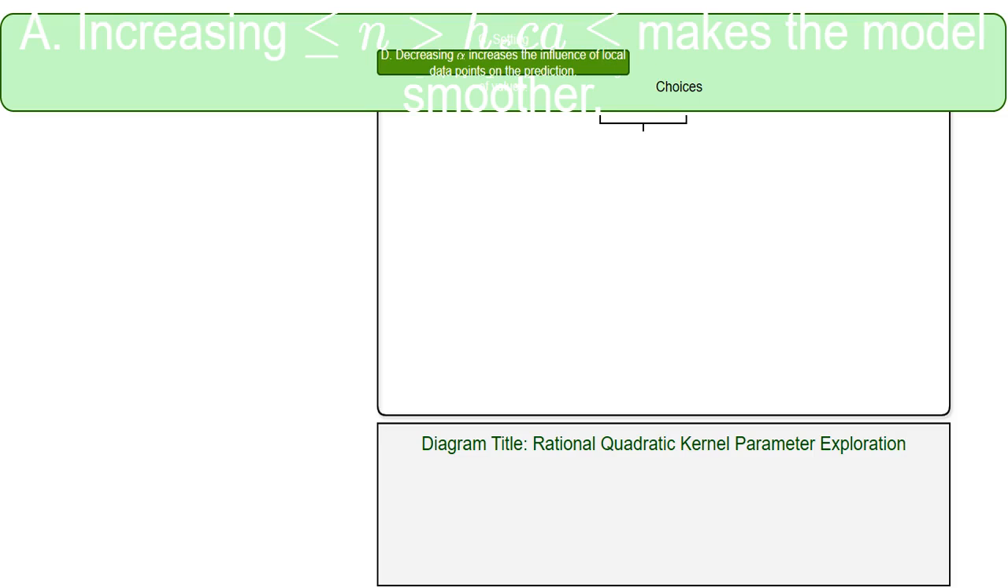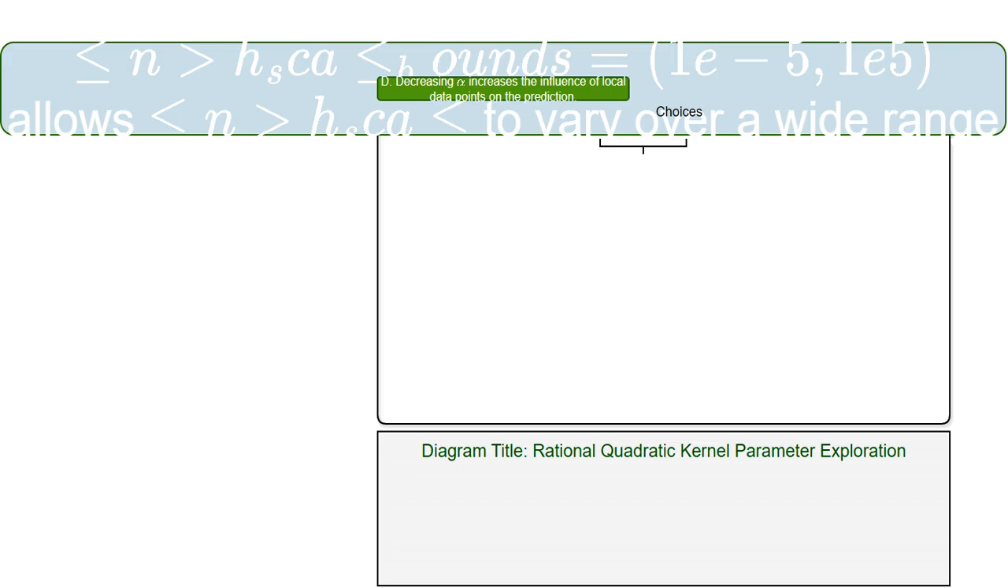This statement talks about setting boundaries. The range of 1e-5 to 1e5 means length_scale can take on extremely small and large values. That gives us flexibility in finding an optimal setting. This simply indicates that options A, B, C, and D are all potential answers to the multiple-choice question.